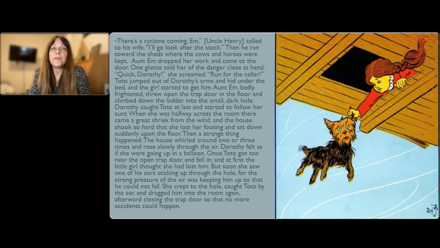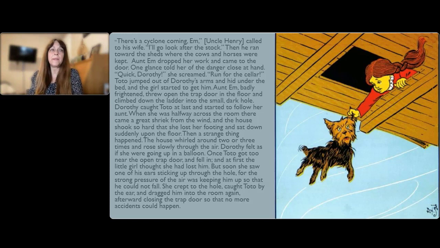Toto jumped out of Dorothy's arms and hid under the bed, and the girl started to get him. Aunt Em, badly frightened, threw open the trap door in the floor and climbed down the ladder into the small dark hole. Dorothy caught Toto at last and started to follow her aunt. But when she was halfway across the room, there came a great shriek from the wind, and the house shook so hard that she lost her footing and sat down suddenly upon the floor.